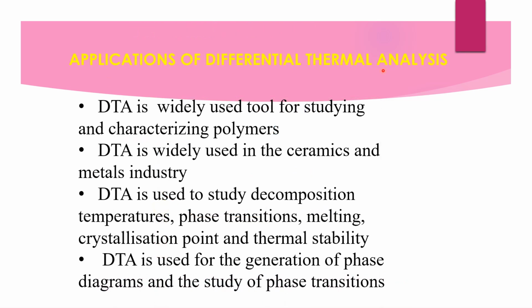Now we will see the application of DTA. Some of it we saw in the differentiation between TGA and DTA itself. Once more we will see. It is widely used for studying and characterizing polymer materials, that is, very high molecular weight materials. It is used in the ceramic and metal industry. It is used to study the decomposition temperatures, phase transition, melting point, crystallization point, and thermal stability also. It is used for the generation of phase diagrams and also for the study of phase transition.